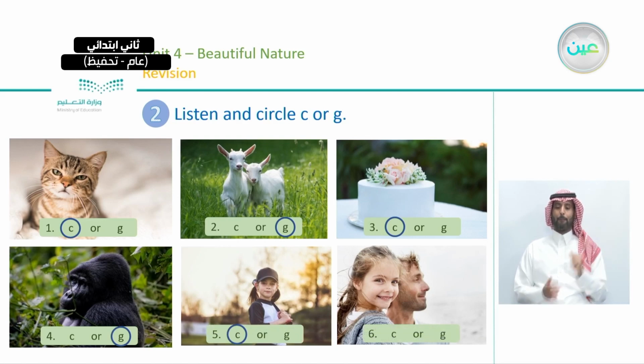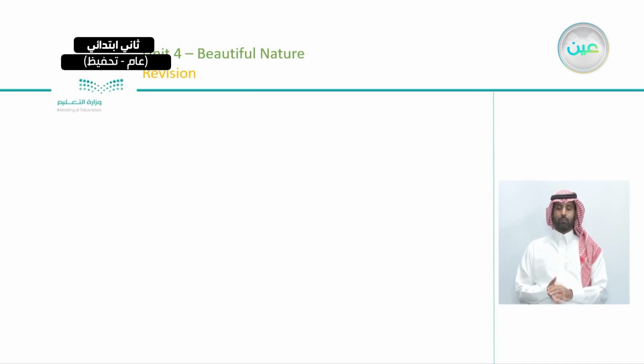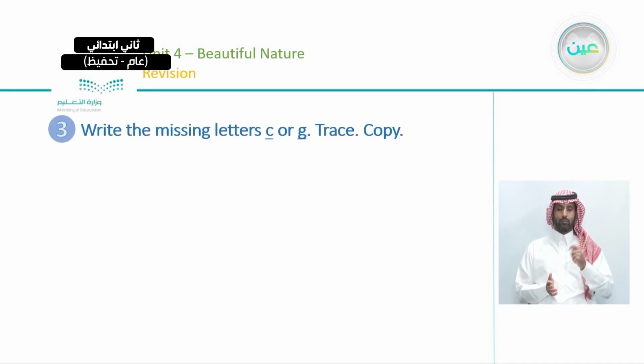Okay, number 6, we have girl, girl. Okay, it's C or G? G, excellent. So we have G, girl. That's right. Okay. Number 3, write the missing letters C or G, trace, copy.